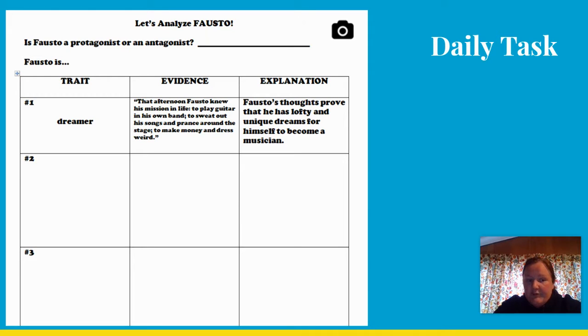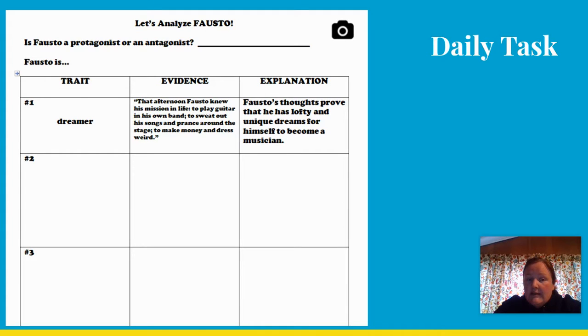I gave you the first one. Number one, I said that Fausto is a dreamer. My evidence comes from the first page of the story. It stated, "That afternoon, Fausto knew his mission in life: to play guitar in his own band, to sweat out his songs and prance around the stage, to make money and dress weird." My explanation is that Fausto's thoughts prove that he has lofty and unique dreams for himself to become a musician.